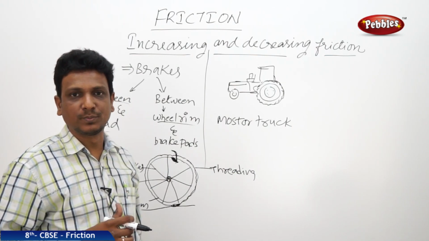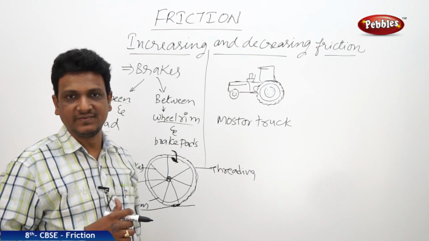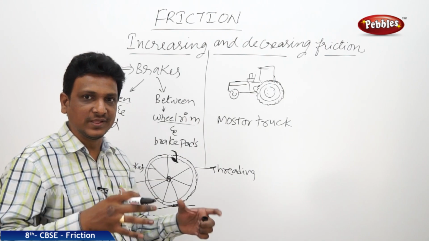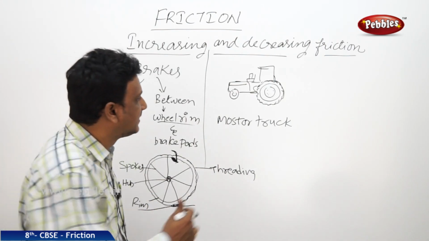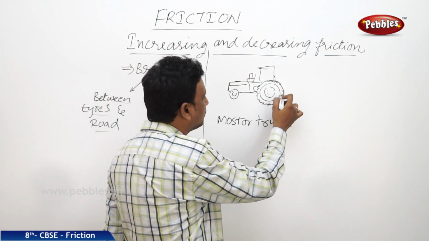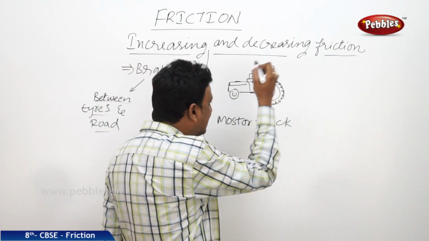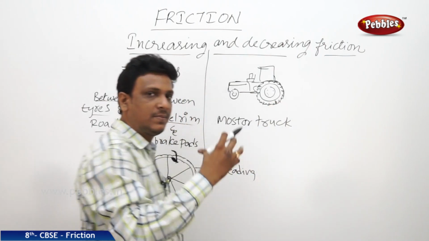So there the tractor has to move. The tractor is used for plowing, seeding, and other activities. So it has to move in the loose soil, in the mud soil. Then it needs more friction. So the friction of this tractor tire is increased by keeping more threading.